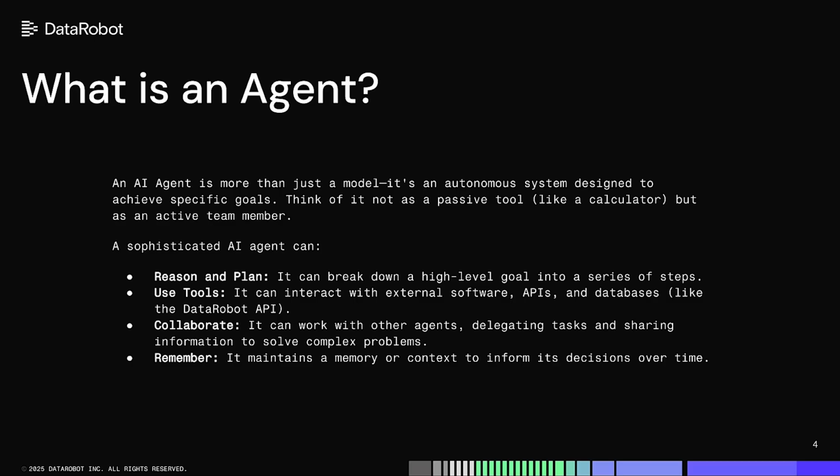Today, we're diving into the fascinating world of AI agents. An AI agent is an autonomous system designed to achieve a specific goal. Unlike a simple tool, an AI agent acts as an active team member. It can reason, plan, and break down complex goals into actionable steps. Agents can utilize external tools like APIs and databases just like the DataRobot API. They are also designed to collaborate with other agents, delegating tasks to solve intricate problems. Finally, agents possess memory, allowing them to learn and adapt over time.